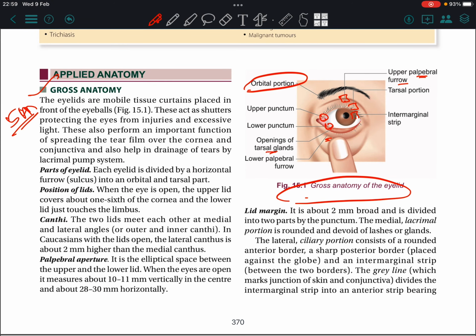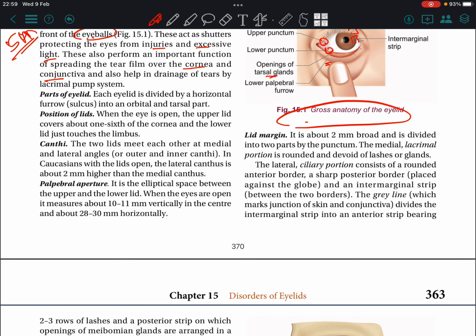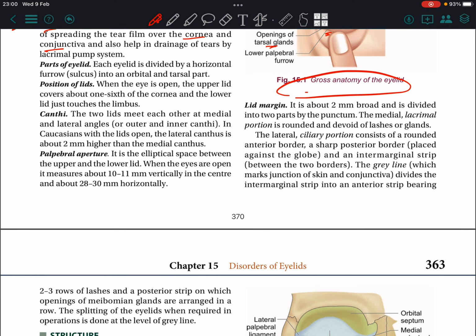The eyelids are mobile tissue placed in front of the eyeballs. These act as shutters protecting the eyes from injuries and excessive light. They also perform an important function of spreading the tear film over the cornea and conjunctiva, and help drainage of tears in the lacrimal system. Each eyelid is divided by a horizontal furrow into an orbital and tarsal part.